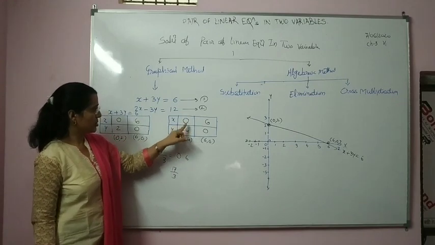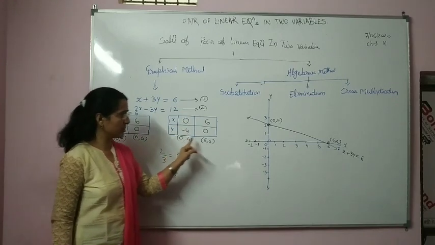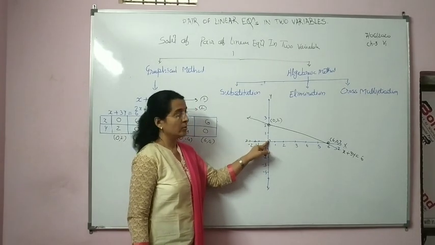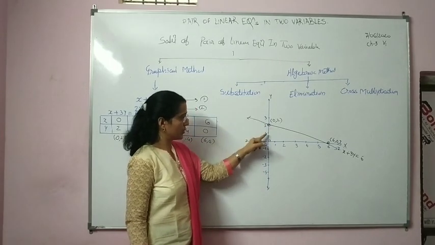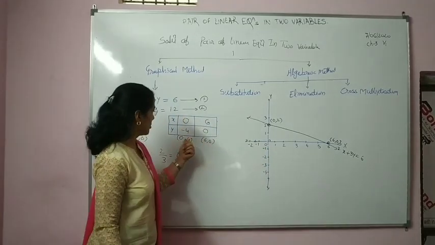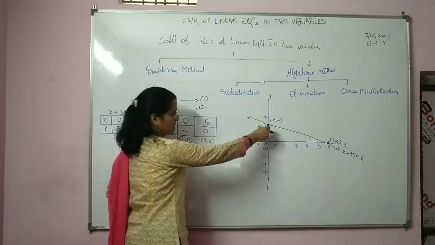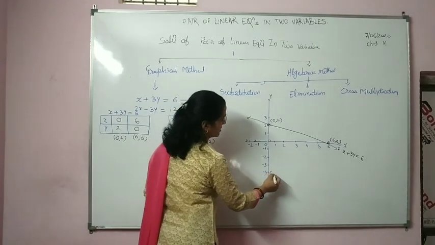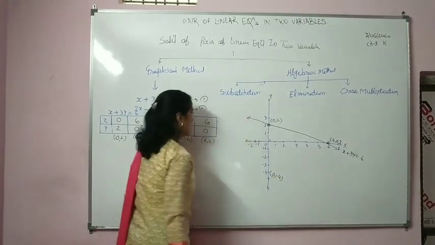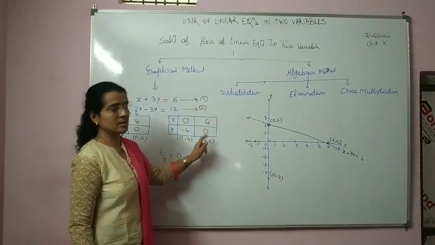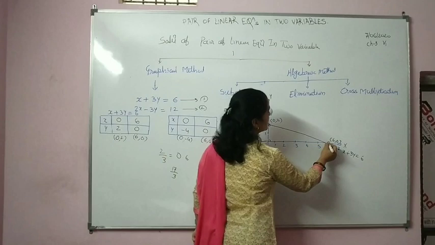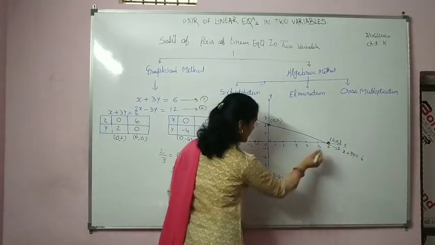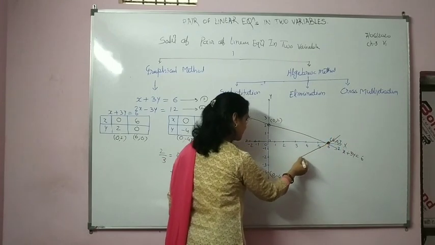Then another line is passing through 0, minus 4. For 0, minus 4, see the point 0 along the x-axis. From 0, either you can go up or you can go down along the y-axis. The y coordinate is minus 4, so you go down, and 0, minus 4, the point lies on the y-axis. So this is 0, minus 4. Another point is 6, 0. This point we have already seen earlier for the first line. Just draw the line passing through both the points.